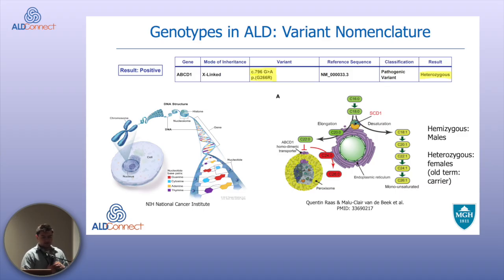So what this is saying is at the nucleotide number 796, there was a change from a G to an A. And that single change in a nucleotide led to a change in the amino acid. So at the 266th amino acid position, a G, which is also called a glycine, was changed to an arginine. And still to this day, I find it fascinating that you can have a single change in one nucleotide that leads to a single change in one amino acid, a building block of a protein, and that can cause enough problems that you could have, for example, dysfunctional ABCD1 protein that can lead to a genetic disease like ALD.